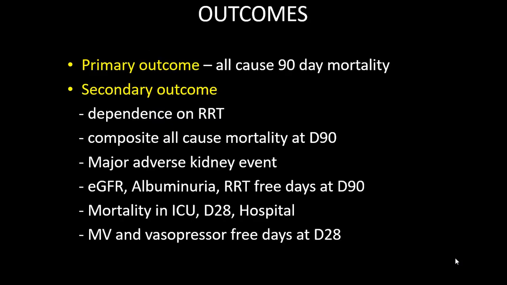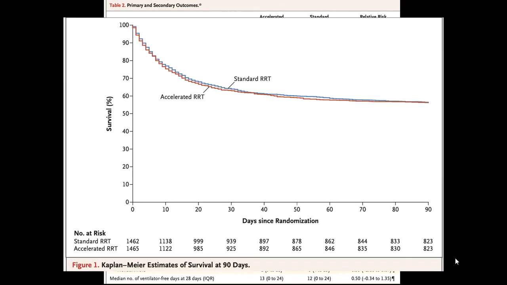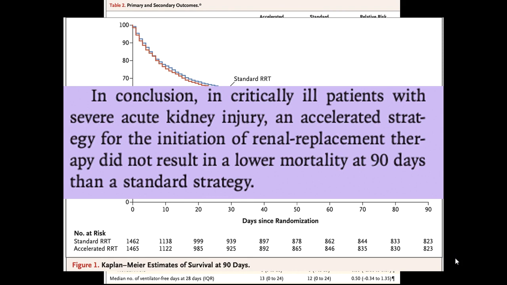Primary outcomes and secondary outcomes were more or less similar, and what they found was it did not make any difference whether you followed an accelerated strategy or a standard strategy, in terms of primary outcomes or any other outcome in these patients. So there was no difference in survival, and they found that doing an accelerated strategy did not result in any lower mortality at 90 days.